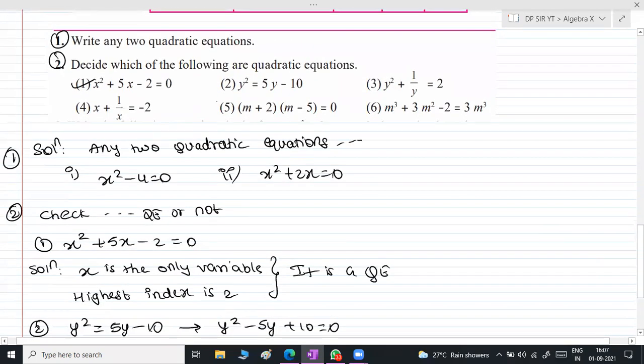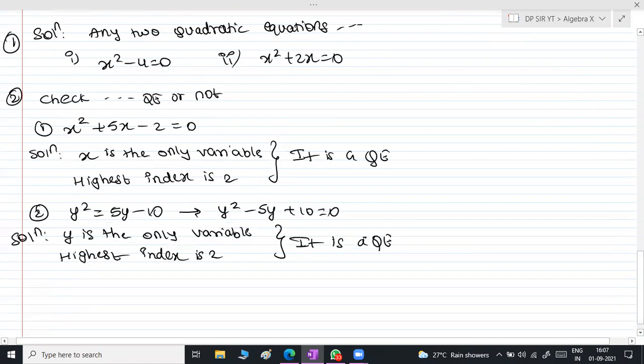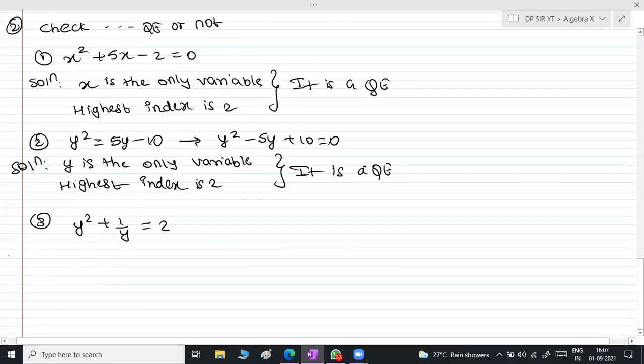Third one, y square plus 1 upon y is equal to 2. Here y is the only variable. But I would suggest if the question is in this form, first solve it. So multiply the equation by y throughout.